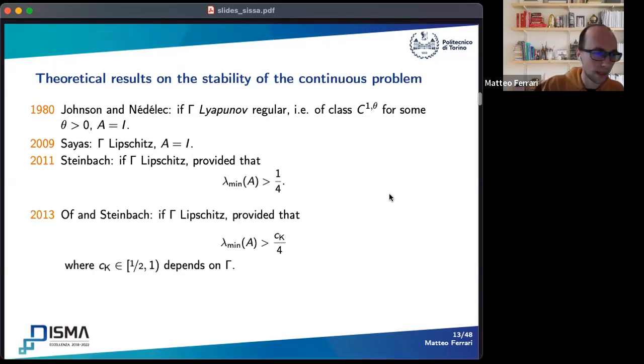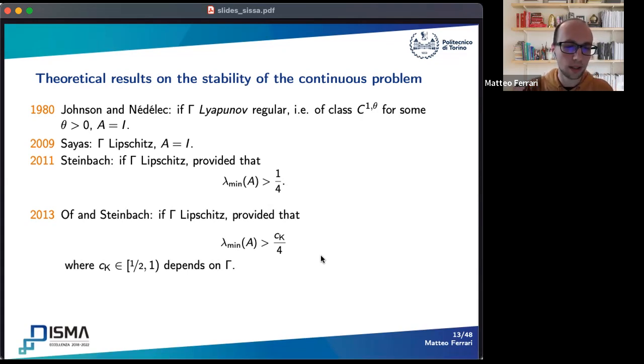Another small improvement was made by Of­er and Steinbach two years later: now if the minimal eigenvalue is bigger than this quantity, 1/4 times c_K, where c_K is a constant that I will specify in a moment, but let's see that it is between 1/2 and 1. So in general, this is a smaller number than 1/4. Trust me, for the circle, c_K is exactly 1/2. So for the circle, before we had lambda minimum of A bigger than 1/4, and with this result, bigger than 1/8. So this is an improvement, but again, this is not optimal.